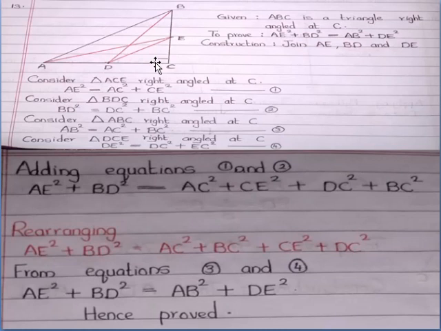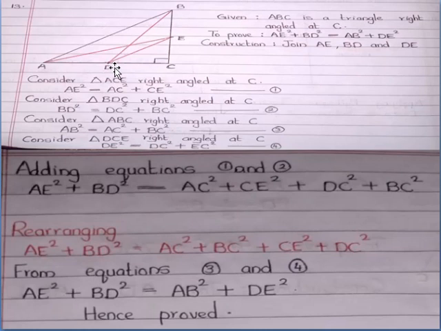So you are concentrating only on that and applying Pythagoras theorem in the different triangles given here. You have 4 different right angle triangles. Triangle ACE, then BDC, then the whole triangle ABC and DCE. In all the 4 triangles you can see your angle C is the right angled one.